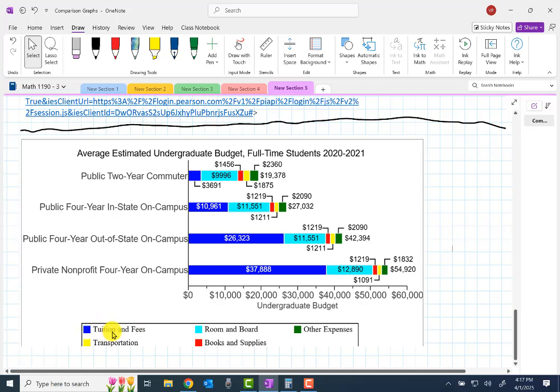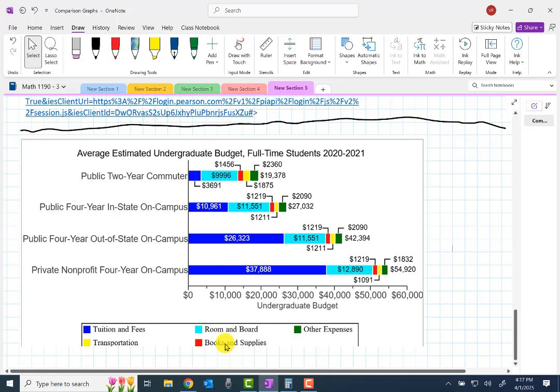$3,691 is what they spend in tuition and fees. The $9,996 is what they spend on room and board. Not at Tri-C. They don't have any room and board at Tri-C, so that would be virtually zero. Other expenses is in this green here. And then transportation, books, and supplies.